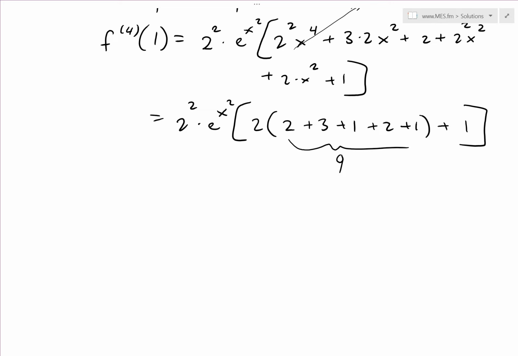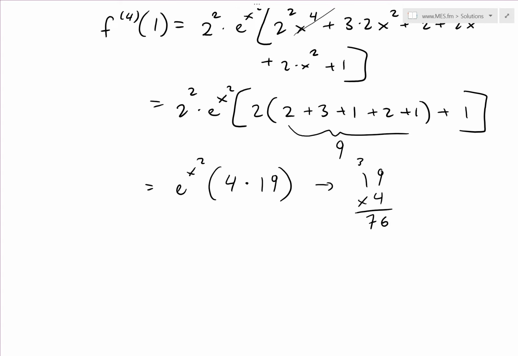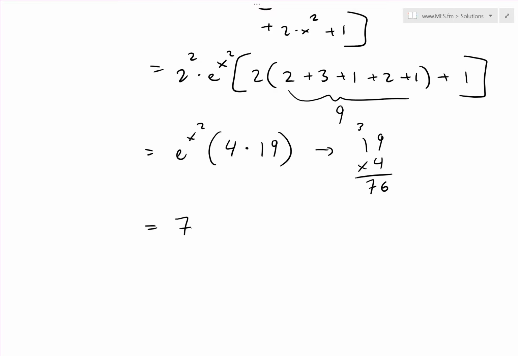So this equals to 4, let's put that by itself, so e to the x squared. Now we have a 4 times it by, this is 18 plus 1, 19. So we could do multiplication by hand, or put in your calculator. I just want to do this by hand. So 4 times 9 is 36. Put a 3 above. 4 times 1 is 4 plus 3, 76. So this equals to 76, and then put in the 1 here.